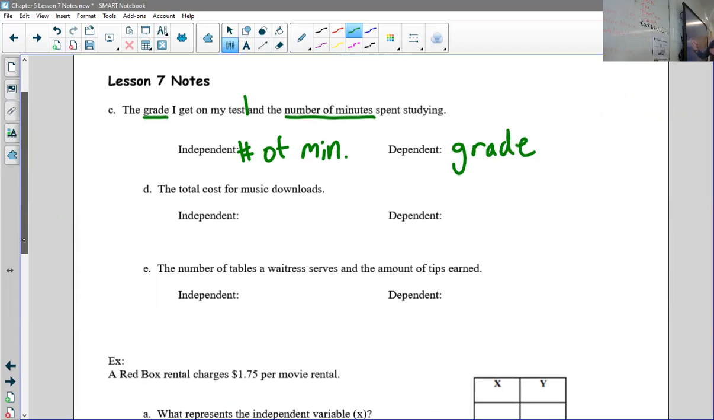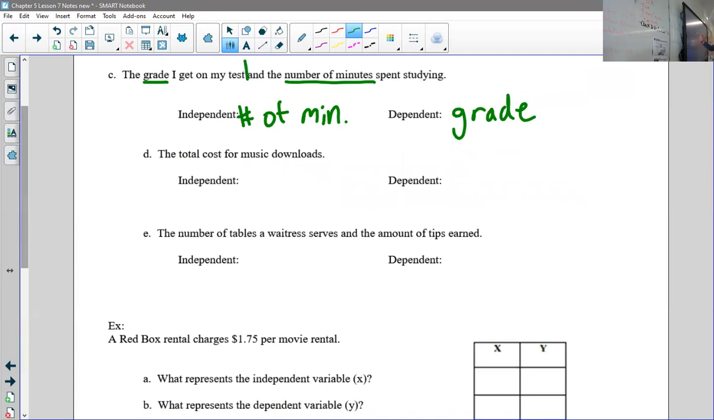All right, let's look at example D. We have the total cost for music downloads. So on your iPhone or whatever phone you have, you can download however many songs you want. You can download 1 song or you could download 100 songs. But the more songs you download, the more you have to pay. So the total cost depends on the amount of music downloads. So the independent variable is number of music downloads. You can choose however many you want.